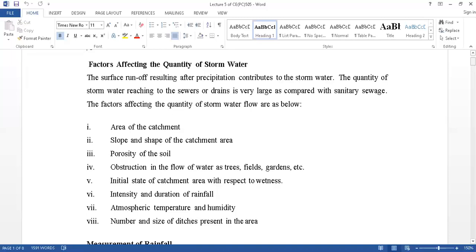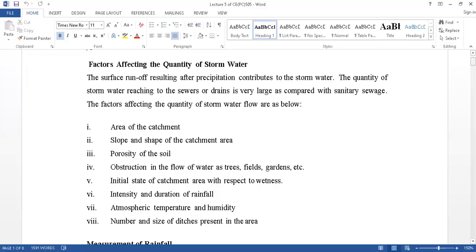Next, obstruction in the flow of water, which we can see regularly physically. Trees are standing on the roads. Fields, gardens, etc. are obstructions in the passage of the flow of water. So the more the obstruction, the less the flow of water. Because in greenery areas like fields, gardens, etc., there the soil conditions are there. So definitely water infiltrates into the ground. So less water will flow on the ground. Surface runoff will be less.